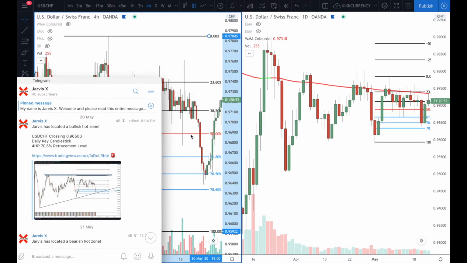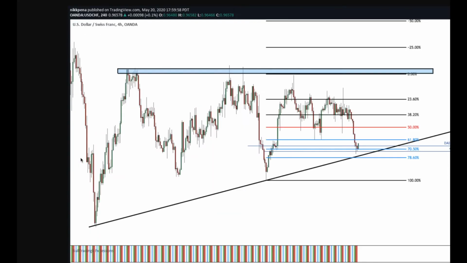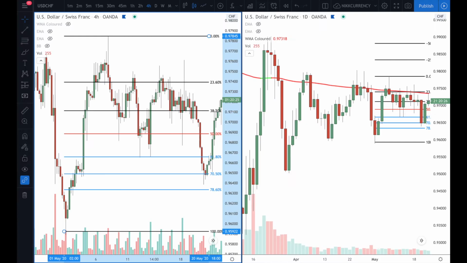Now again, Jarvis is programmed to find hot zones. It's up to you to figure out if these notifications are in alignment with your trading plan. So with that, we had the notification come in at 96,500. We could actually look at the chart markup. I thought this would be a cool feature to add to the notifications. Again, you want to make sure that whatever trades you place, they align with your trading plan. Okay, so let's actually go ahead and break this down.